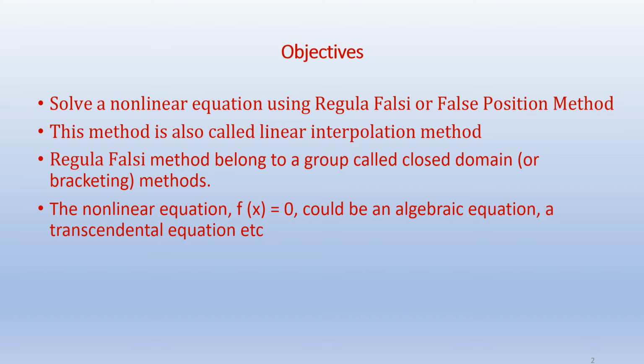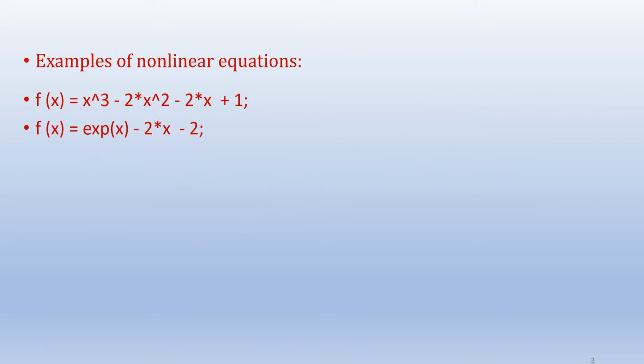The nonlinear equation f of x equals 0, for example, could be an algebraic equation, a transcendental equation, etc. An algebraic equation typically consists of x, x squared, and other powers of x. A transcendental equation, in addition, can consist of trigonometric, logarithmic, and exponential functions. Some examples of nonlinear equations are given below. The first one is an algebraic equation. The second one is a trigonometric equation.